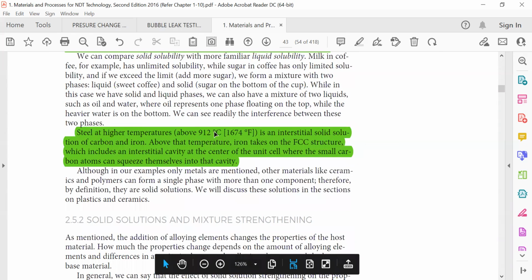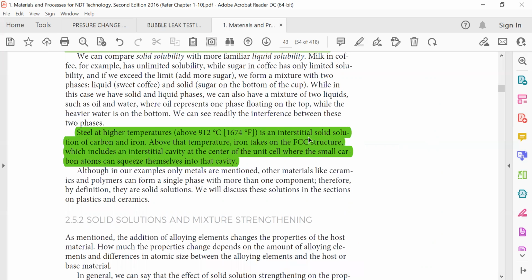Steel at higher temperature, 912 degrees centigrade, 1674 Fahrenheit, is an interstitial solid solution with carbon. So steel is an interstitial solid solution.